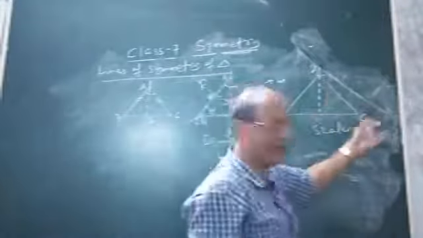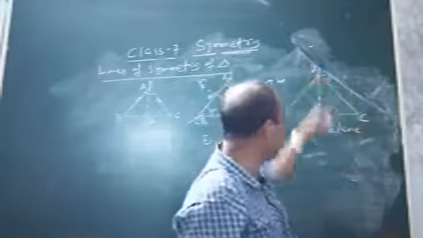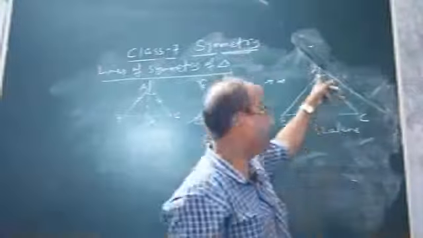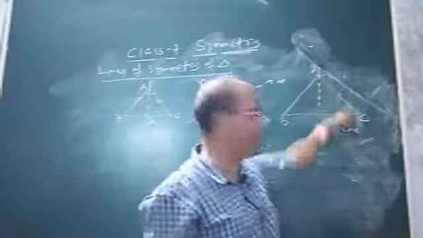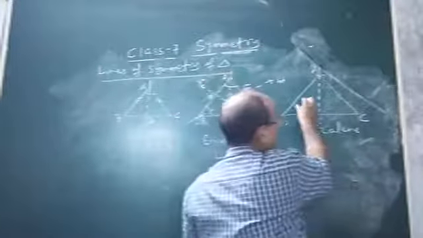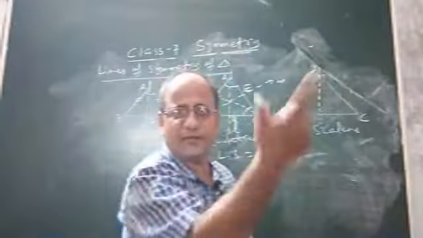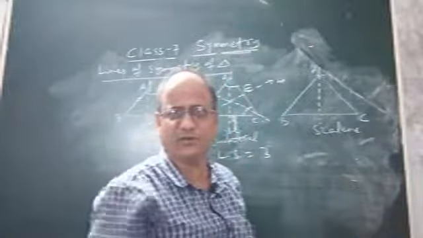As AB and AC are of different length, about this dotted line, which is the bisector of angle A, suppose we fold this part and this part, then AC will never coincide with AB, because AC and AB are of different length. How will they coincide with each other?